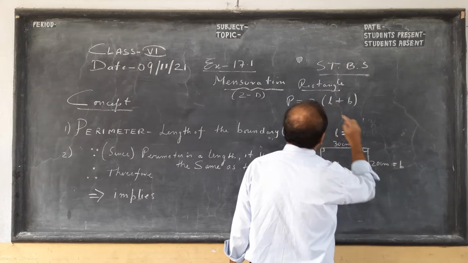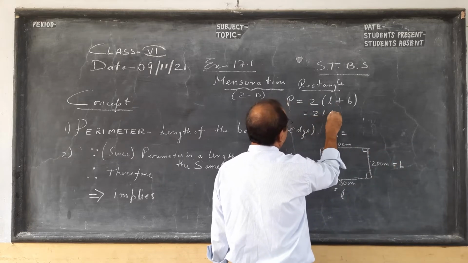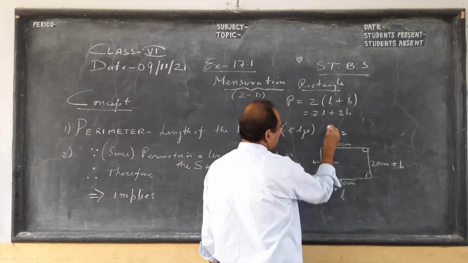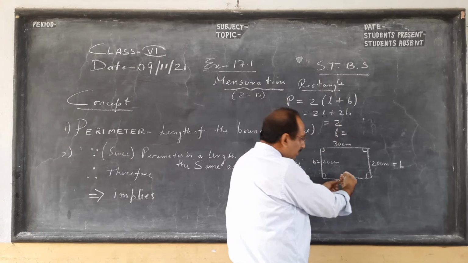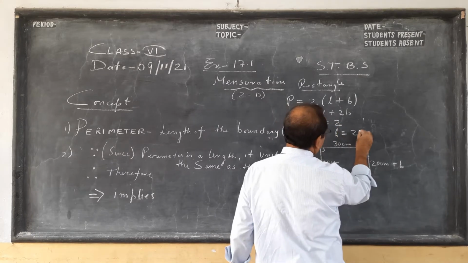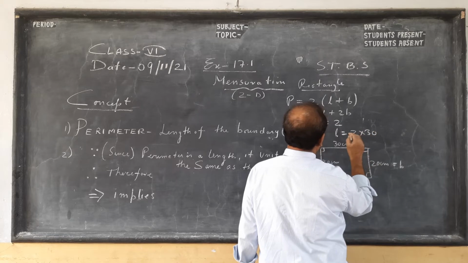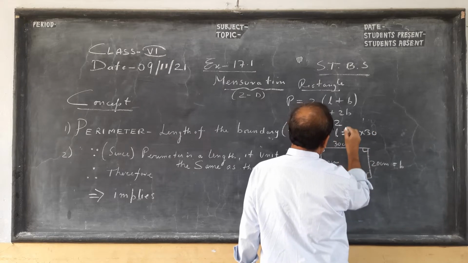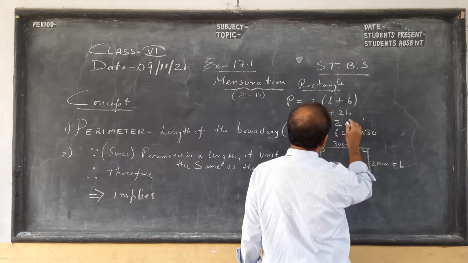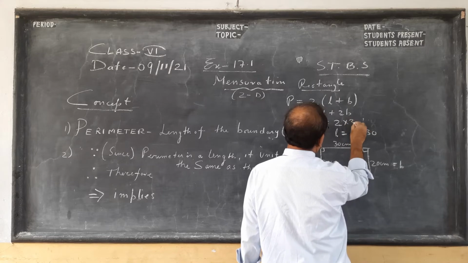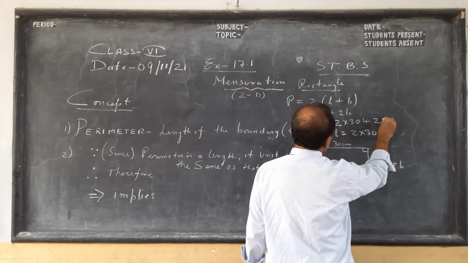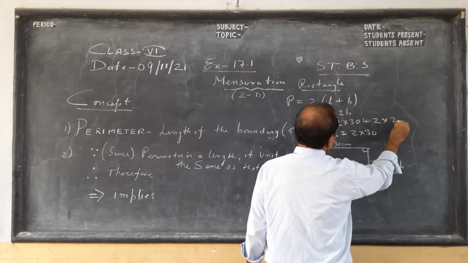Okay, so it is actually 2 length plus 2 breadth. So what is the perimeter? If you open the wire, you will have 230 centimeter. Okay, 2 length is 30 centimeter and breadth is 20 centimeters.